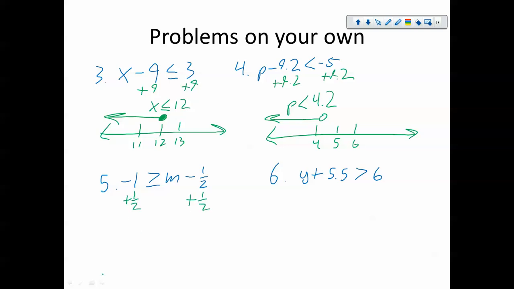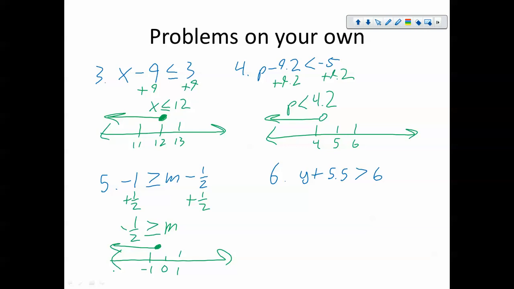Number 5, I'm going to add 1/2 to both sides. Don't let the fraction scare you. Negative 1 plus 1/2 is simply negative 1/2. And that's greater than or equal to m. And if I were to graph this, I would end up with m is less than. So let's go negative 1, 1. This is a closed circle on negative 1/2. And notice that the m is on the smaller side. So we're going to go to the left.